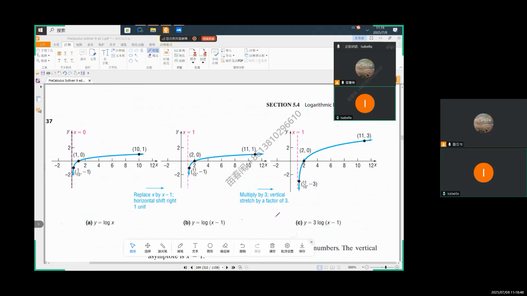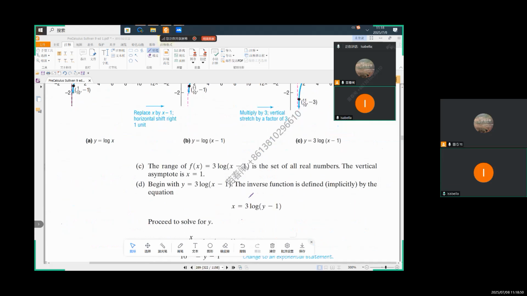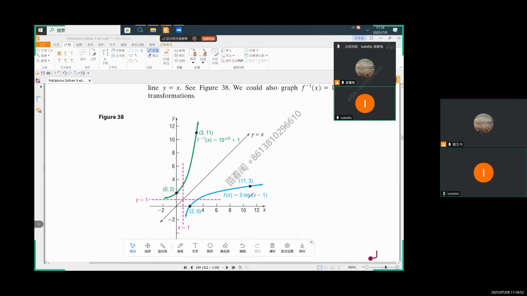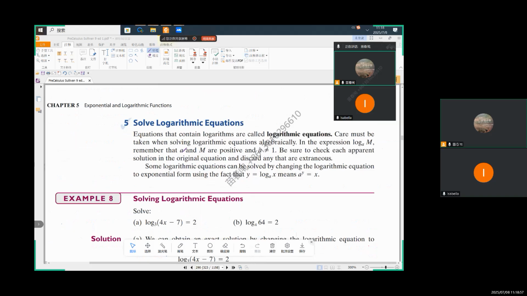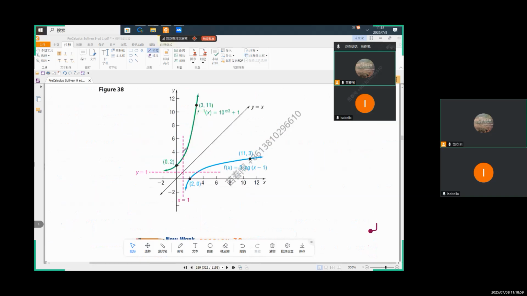Okay, let me clear. Oh, that's their graphing. You see, they also have to ask for the intercepts. Yeah, the intercepts. It's a good symmetrical one, right? And it's also easy. If you substitute by point, 10 to the 0 power plus 1, that's also good.